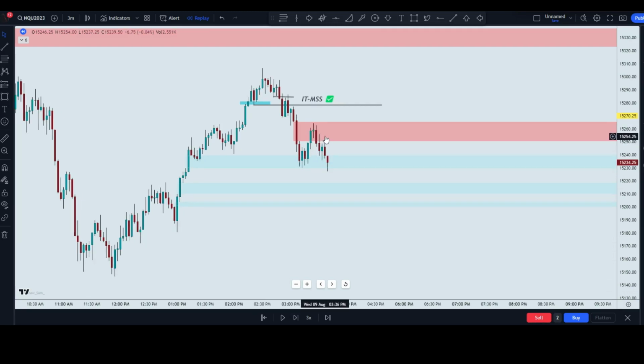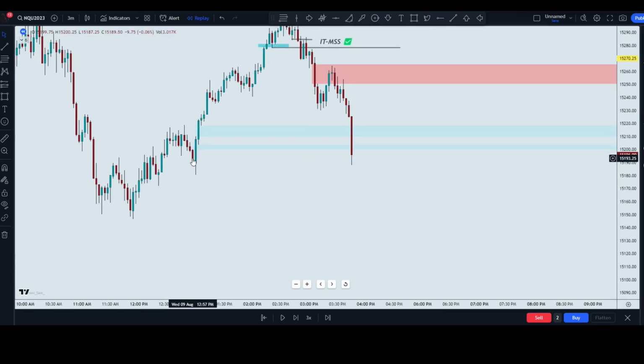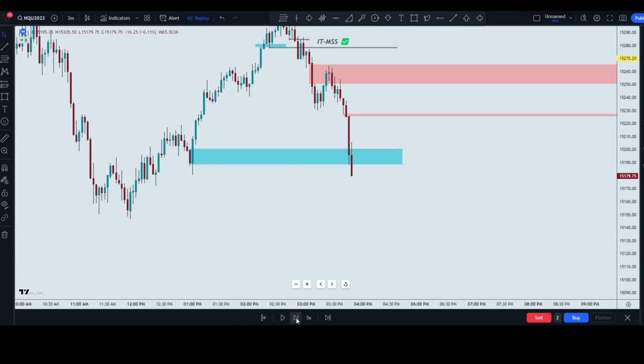And then there was a secondary ITOB entry. And then there is your ITOB right here, where you would exit full exit right there. And then price moves back up.